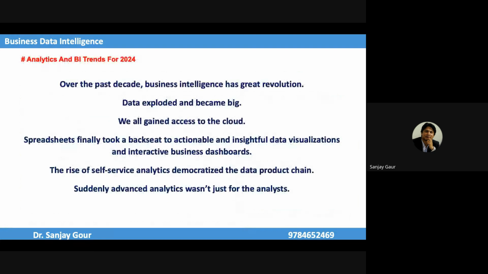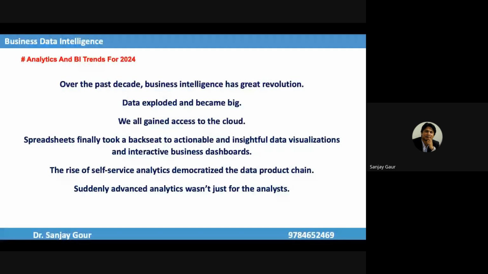We are just coming to the actual part, analytics and business intelligence trends in 2024. What will happen? Over the past decade, business intelligence has seen a great revolution. Data exploded and became big. We gained access to the cloud.